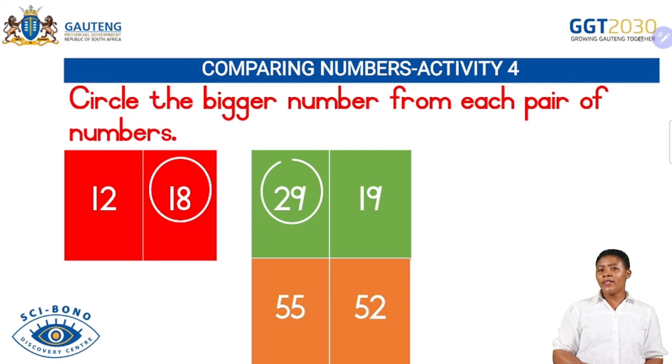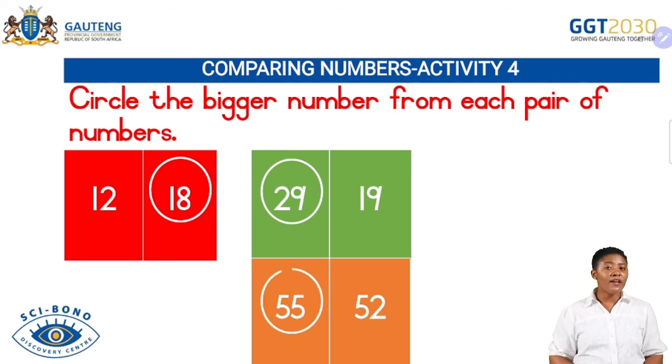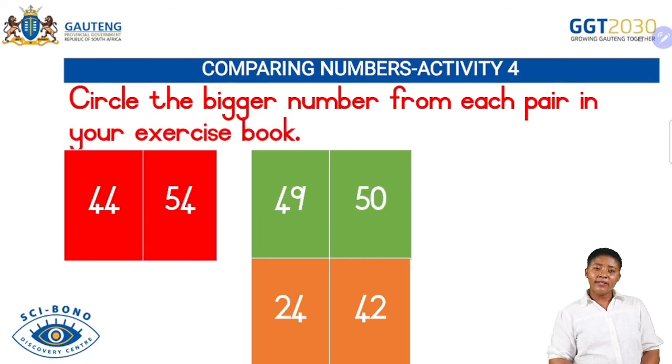And then we have the last one, number 55 and number 52. Which one is the bigger number there? What do you think? Number 55 is going to be our bigger number. Right. Now it's still okay. We are still circling the bigger numbers from each pair. Now we have different numbers.